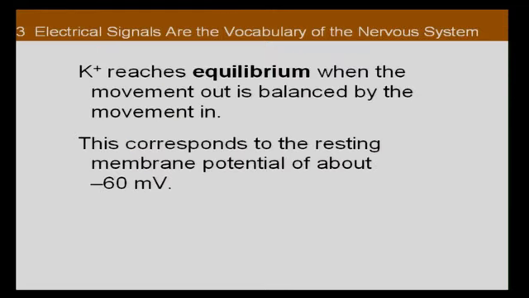Okay, so I talked about equilibrium, where potassium on the inside of the cell is balanced with the negative proteins. And we say that potassium reaches equilibrium when the movement out of the cell is balanced by the movement in. Nothing else is happening. We're at a happy medium. And this level corresponds to the resting membrane potential of about negative 60 millivolts.